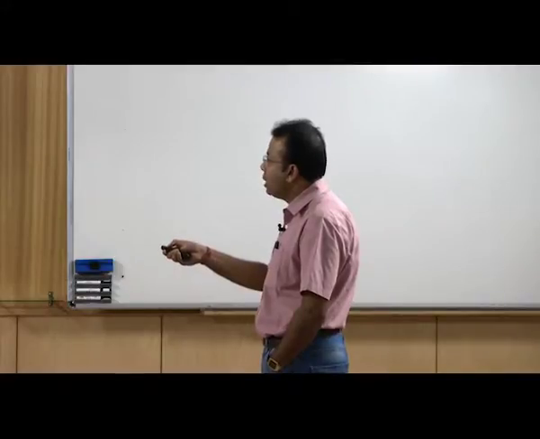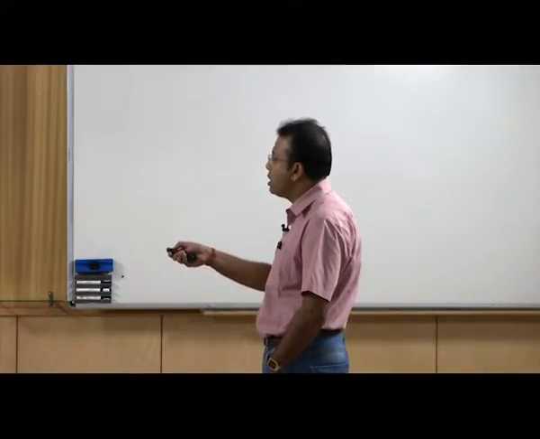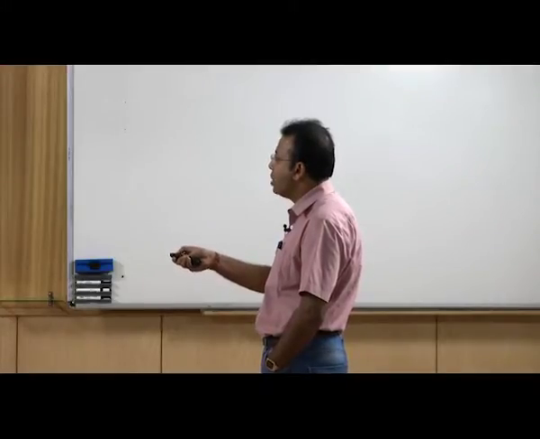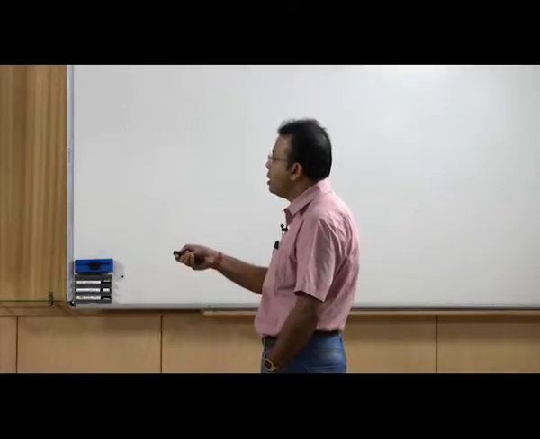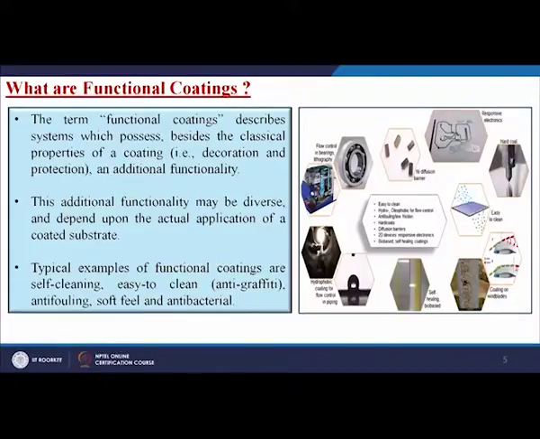The term functional coatings describes systems which possess, besides the classical properties of a coating, that means decoration and protection, an additional functionality it will generate. So that is why these particular coatings are known as functional coatings. This additional functionality may be diverse and depends upon the actual application of a coated substrate. Typical examples of functional coatings are self-cleaning, easy-to-clean, anti-graffiti, anti-fouling, soft-feel, and antibacterial. So these all are examples of functional coatings.